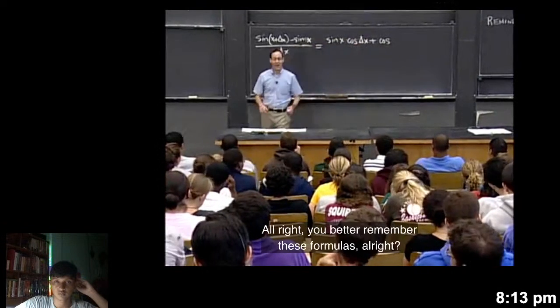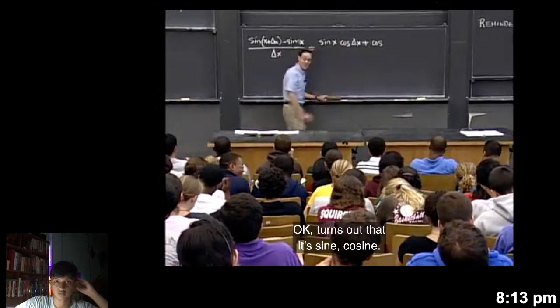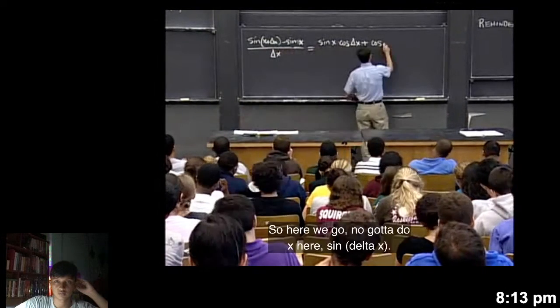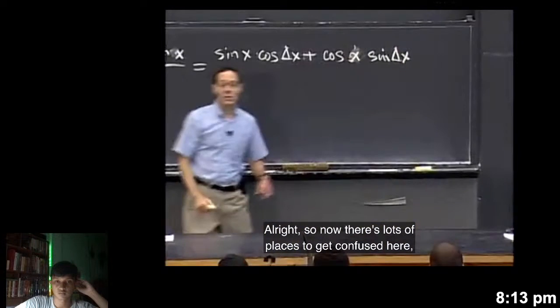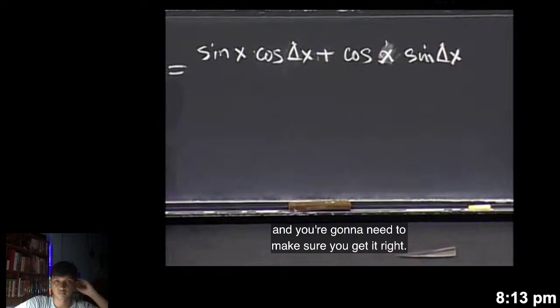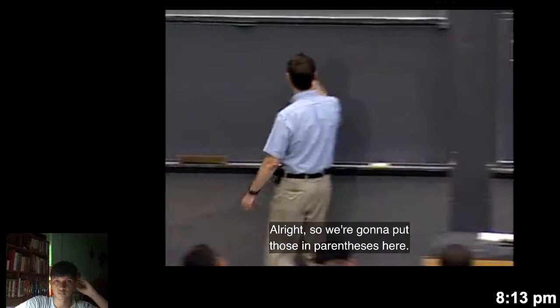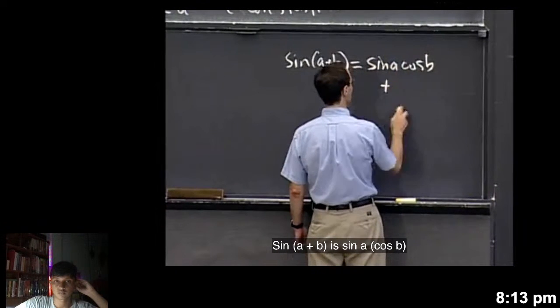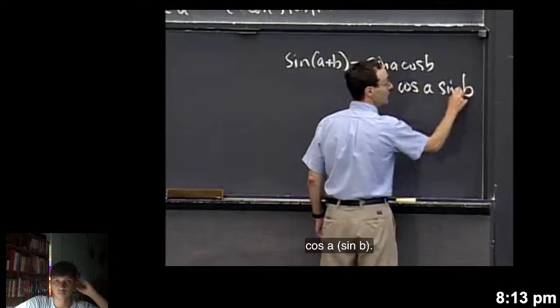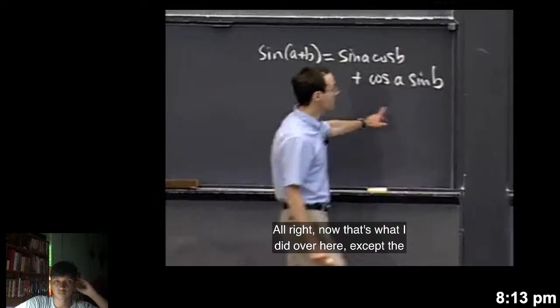Okay, it turns out that it's sine cosine, right? Cosine sine. So here we go. No, you've got to do x here, sine delta x. All right? So now, there's lots of places to get confused here. And you're going to need to make sure that you get it right, all right? So we're going to put those in parentheses here. Sine of a plus b is sine a cos b plus cos a sine b. All right? Now that's what I did over here, except the letter x was a, and the letter b was delta x. All right?